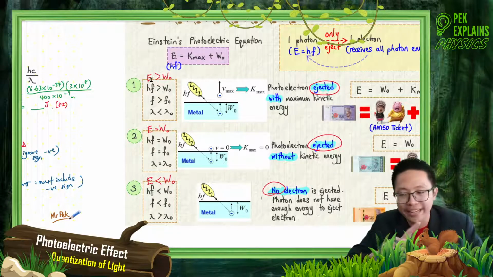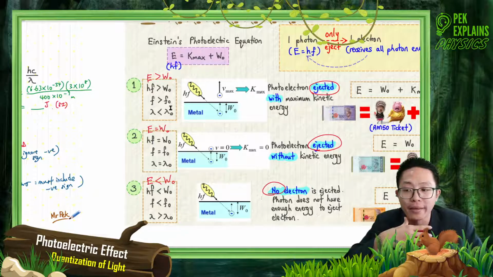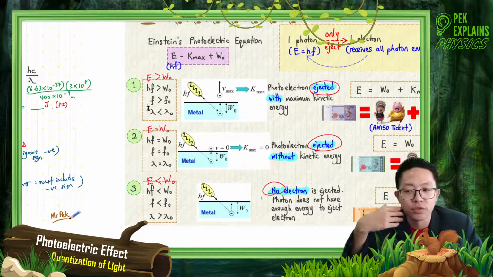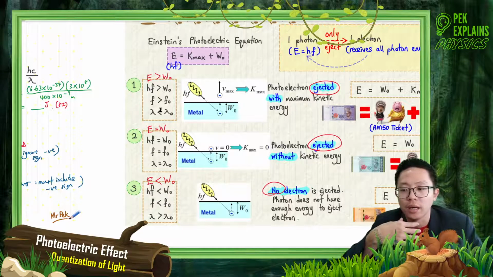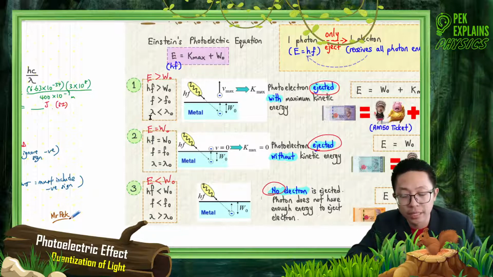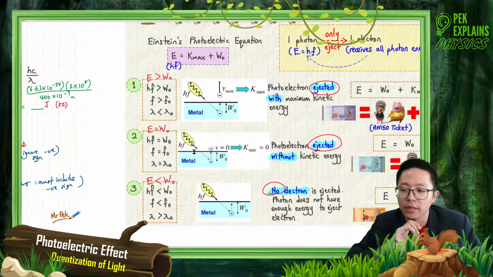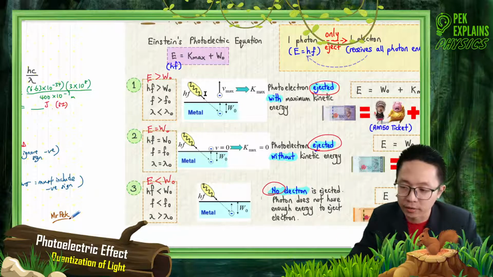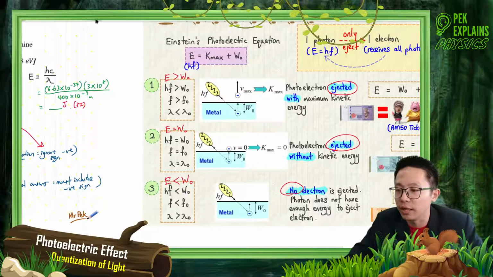One way is to calculate the energy of the photon. Another way is just to compare the threshold frequency and threshold wavelength. If the frequency of the incident photon is more than or equal to the threshold frequency, it can eject. Or we can say if the incident photon wavelength is less than or equal to the threshold wavelength, it can eject. If the incident frequency is less than the threshold frequency, or the wavelength is more than the threshold wavelength, it cannot eject. So we have three ways to determine.